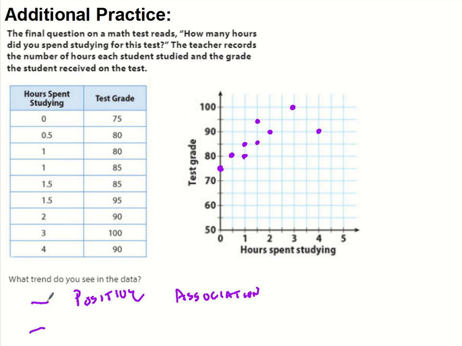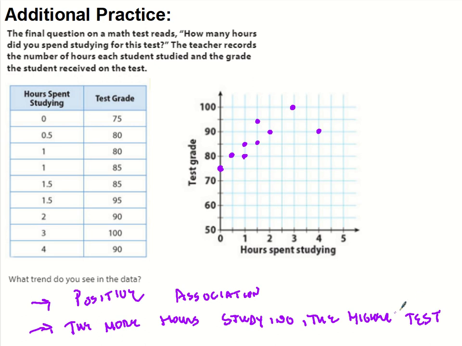You might have to make actual statements here and say, well, what trend do I see? The more hours studying, the higher the test grade. And that's what we use scatter plots for. We try to figure out what's the trend here, what's going to most likely happen. It's not a guarantee, but what's probably going to happen. And this makes sense. If people spend more time studying, they're probably going to get a better grade. And this is data to show that correlation and that association.